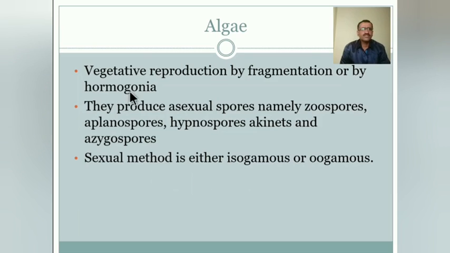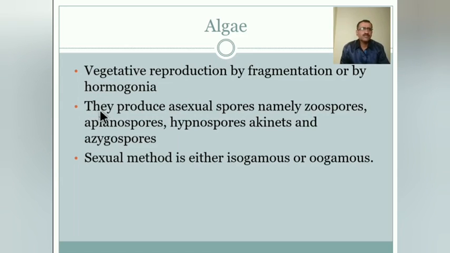Next one is the vegetative reproduction by fragmentation or by hormogonia. Vegetative reproduction is of two types. Fragmentation: if the thallus of algae is broken down or cut off into two parts, that is known as fragmentation. These two parts grow into new algae. And hormogonia is the vegetative part which arises on the thalloid plant body of the algae, and from that hormogonia, the new algae can be born. That is known as the hormogonia.